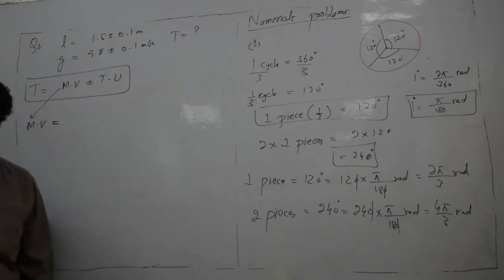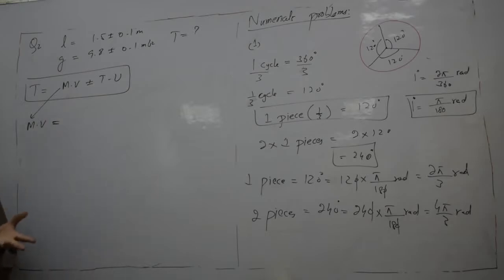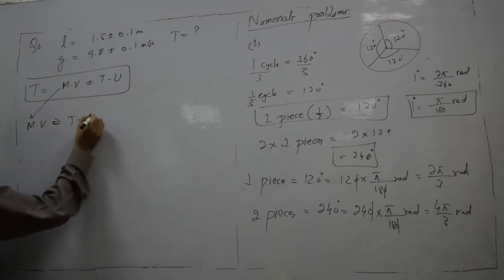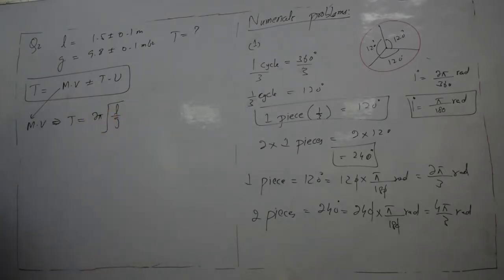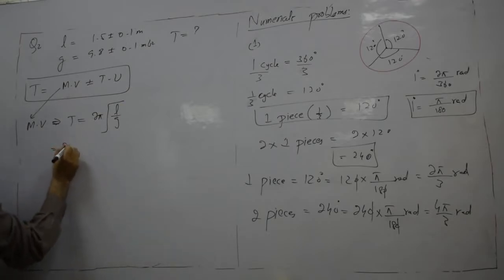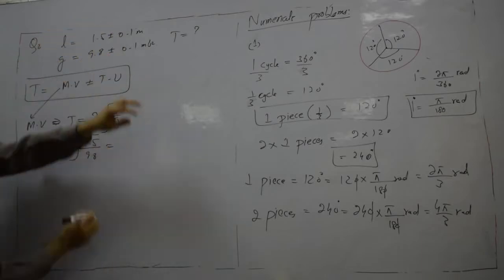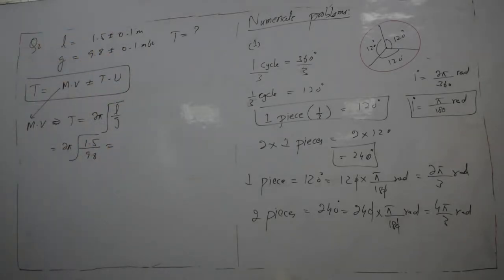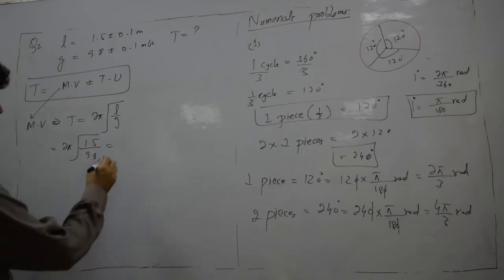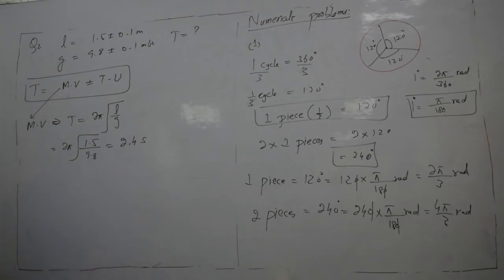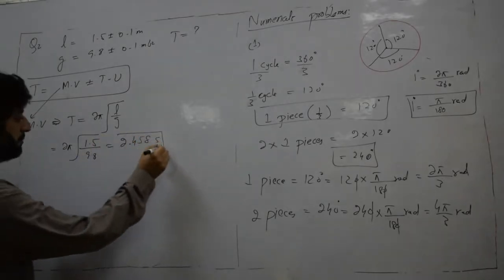How can we find the measured value? Remember, the measured value can be found by the original formula of the time period. What is the original formula for the time period? That is 2 pi square root of L over g. Okay, this is the original formula for the time period of the pendulum. So putting the measured value of length, 1.5, and the measured value of g, 9.8, under root, the calculator will give the answer as 2.458 seconds. That is the answer for the time period. Okay, what is this value? This value is the measured value of the time period.